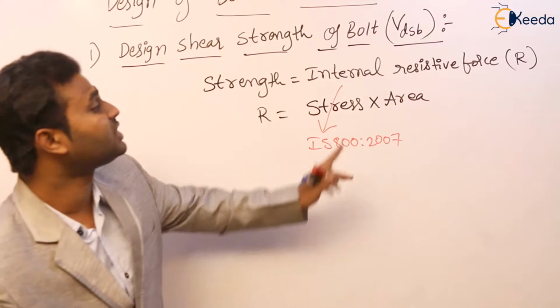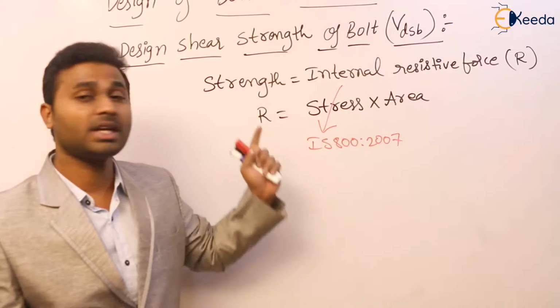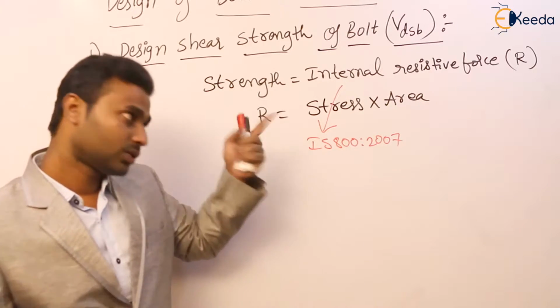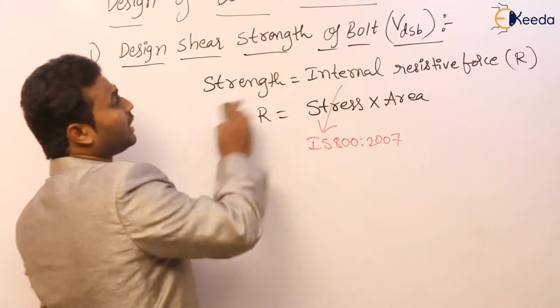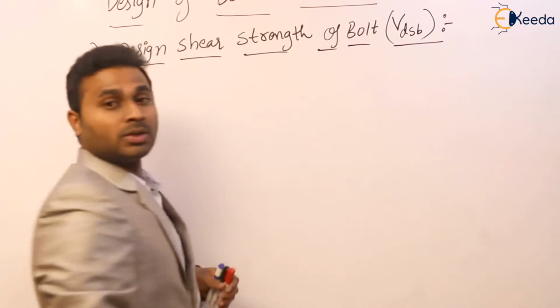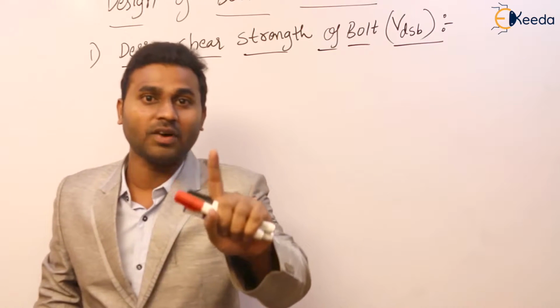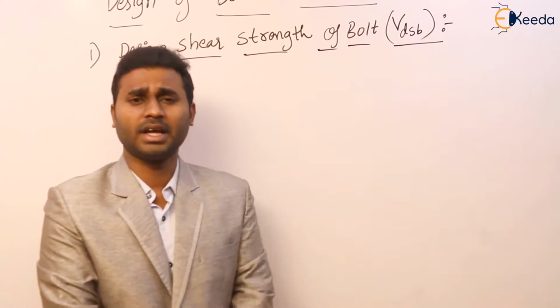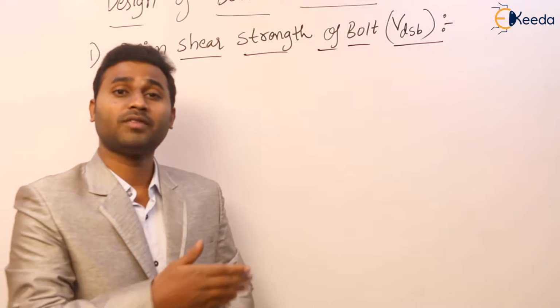Now you tell me, which area is undergoing shear here? The circular area of the shank. Based on that, I will write the design shear strength of the bolt that is mentioned in the code. Just upon looking at that formula, for sure you will get fear. Agree or not?